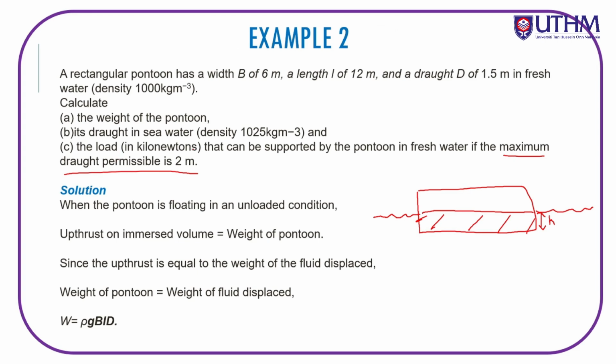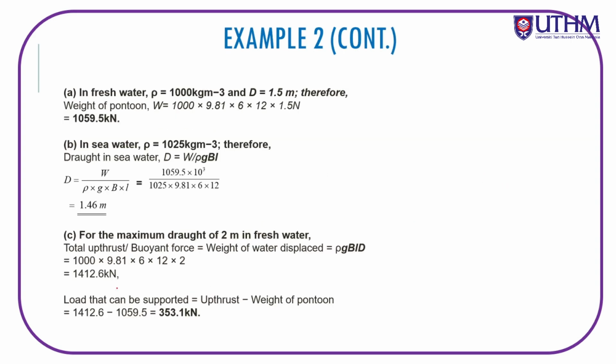The load in kilonewtons that can be supported by pontoon in fresh water if the maximum draught permissible is 2 meter. So draught yang boleh maksimum sampai 2 meter, kita nak kira dia punya load yang boleh disupport oleh pontoon ini. So draught yang dah diberi ialah 2 meter. Total upthrust or buoyant force equal to weight of water displaced, which is rho G BLD. So kita kira 1000 darab dengan 9.81 darab 6 darab 12 dan darab dengan 2. 2 ini adalah draught yang diberi tadi. Kita dapat 1412.6 kN.